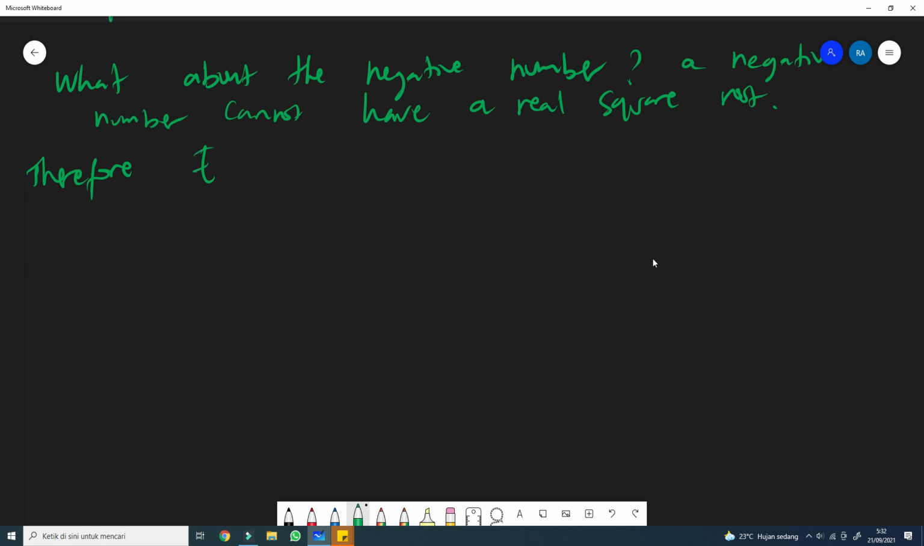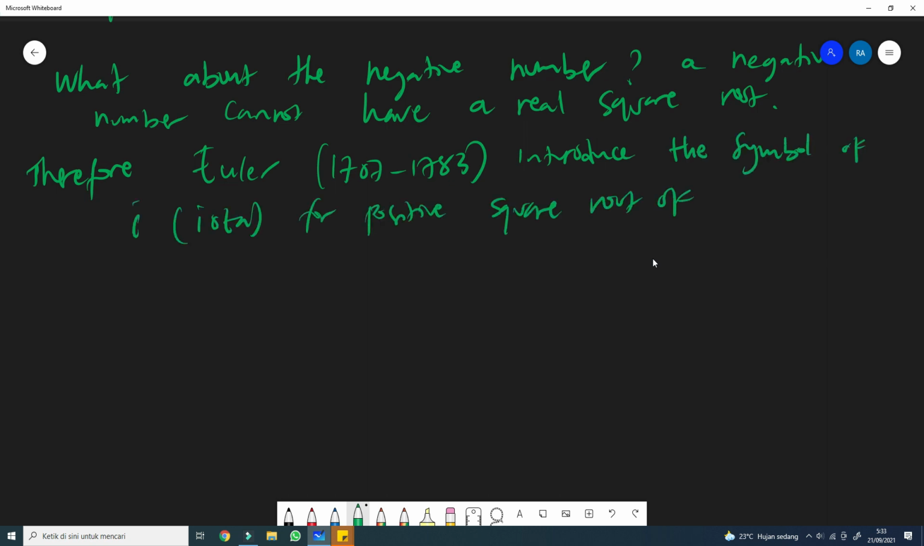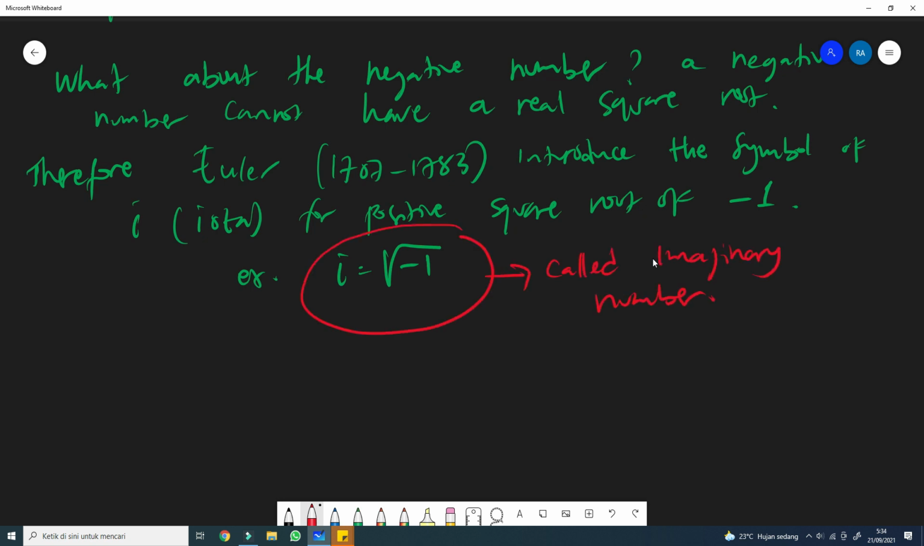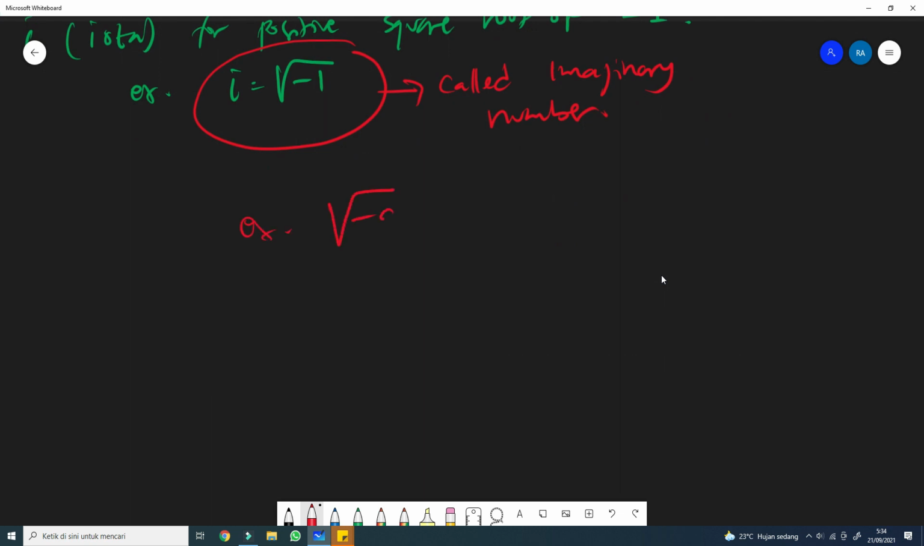Then Euler, 1707 until 1783, introduced the symbol iota for the positive square root of minus 1. In example, i equals root of minus 1. And the root of a negative number is called an imaginary number. Example, root of minus 9 equals root of minus 1 times root of 9, which is equal to i times 3. Root of minus 7 equals root of minus 1 times root of 7, which is equal to i times root of 7.